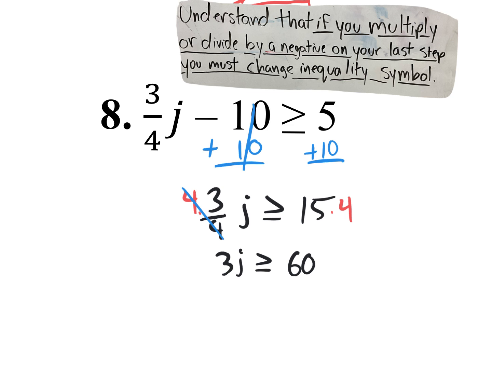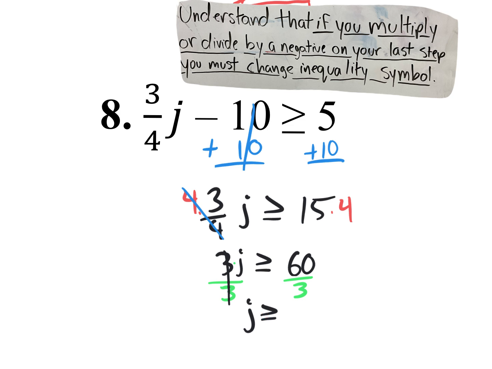How do you get rid of the multiplication of 3 that's right in front of j? You're going to do the opposite of multiplying by 3, which is dividing by 3. So you do to one side, do to the other side. That cancels out. We have j. Do I flip it? Do I change the symbol, or do I keep it? I keep it. It's still a greater than or equal to.